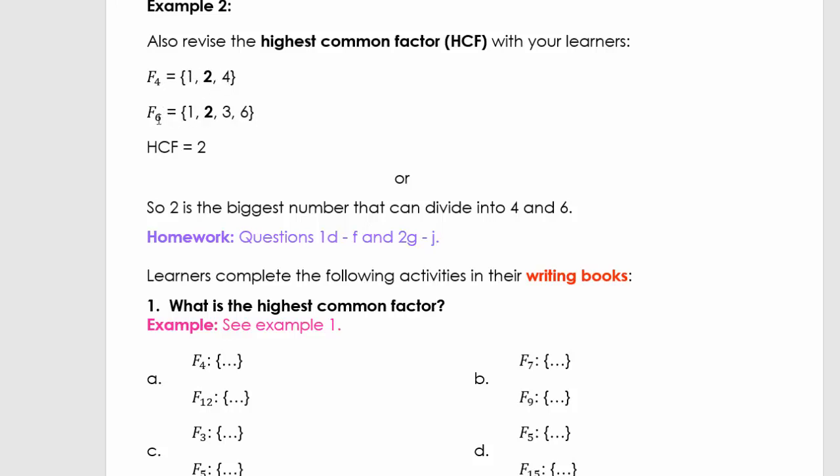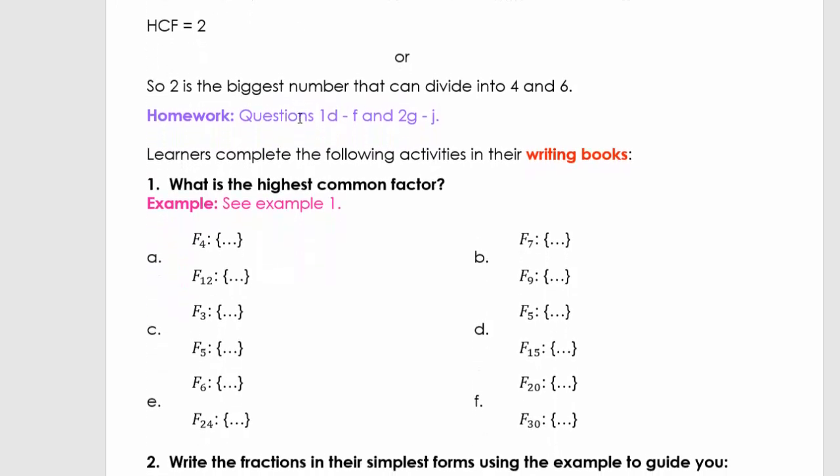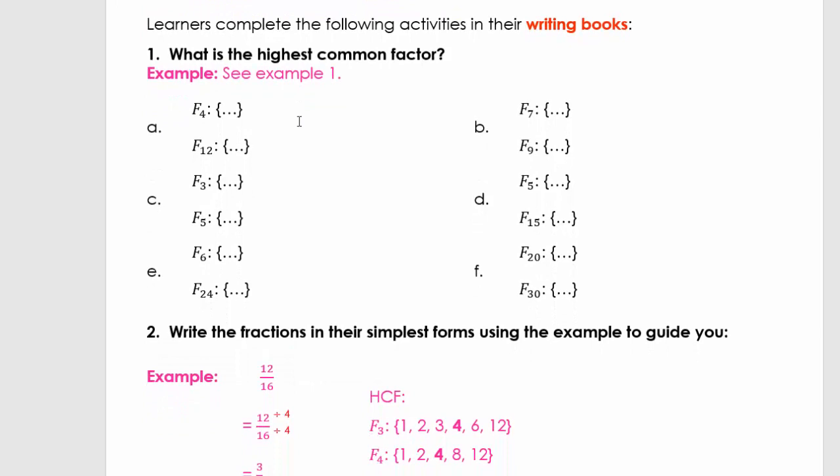So the 6, what are all the factors? All the things that will go into 6. It's 1, 2, 3, 6. Now I look at both and I see which number repeats, and that's the 2. So that is the highest common factor. So when we want to write our fractions in the simplest form, we want to first find the highest common factor. So what I want you to do is activity 1.